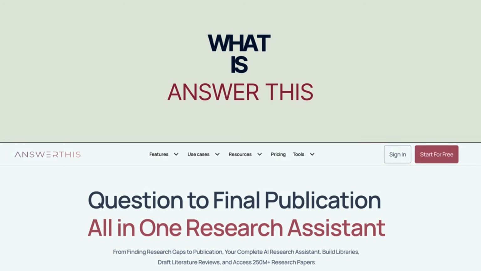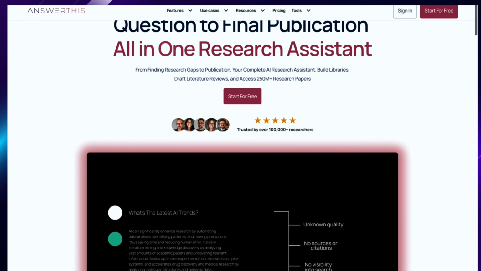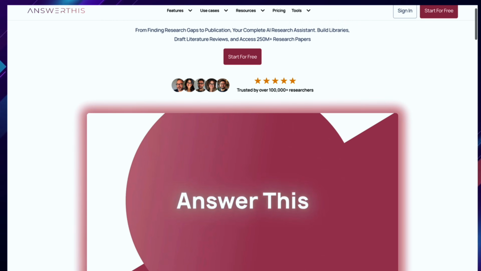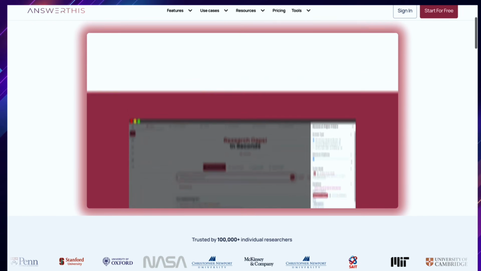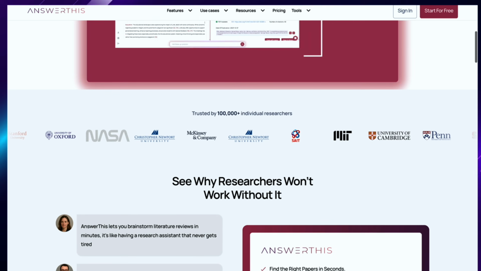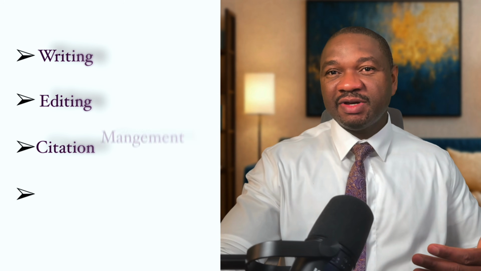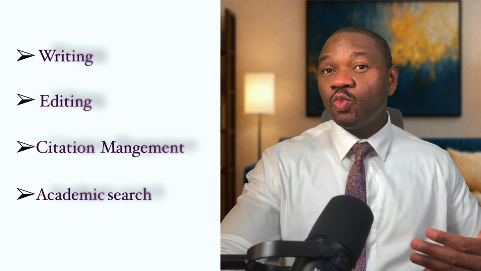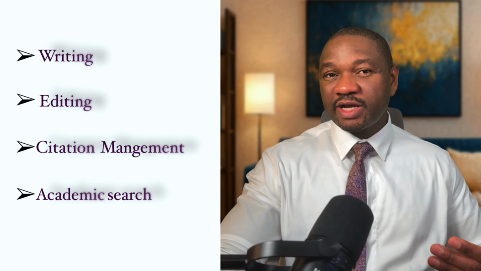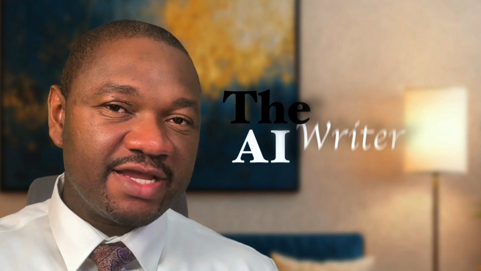Now let's explore how AnswerThis can transform the way you write. So what exactly is AnswerThis? AnswerThis is an AI-powered research platform designed to help you write academic papers, literature reviews, and research summaries faster while staying accurate and properly cited. It brings together everything a researcher needs: writing, editing, citation management, and academic search, all in one clean, intelligent workspace. Today, we'll focus on its most important feature, the AI writer.